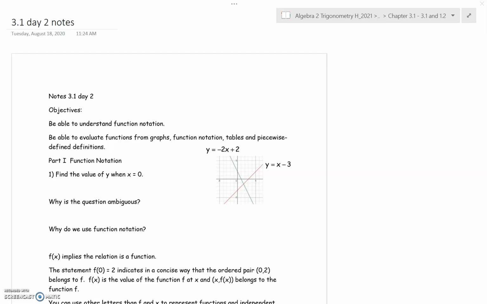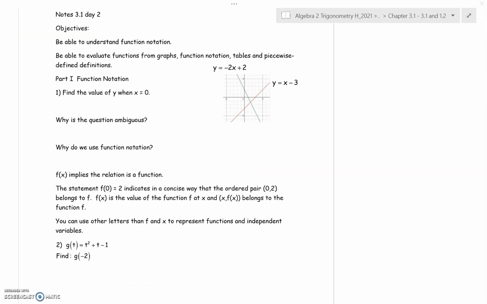Our objectives are to be able to understand function notation and to be able to evaluate functions from graphs, function notation tables, and piecewise defined functions. So we're going to start off by taking a look at this graph, and I might ask this question: find the value of y when x equals 0. Go ahead and pause the video and give question number 1 a try.